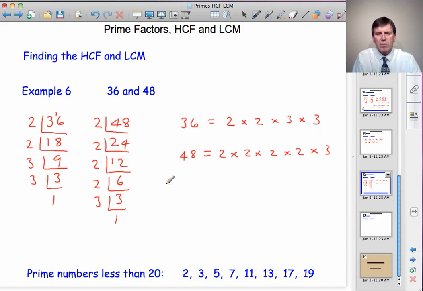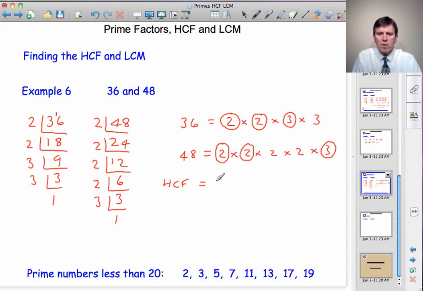And now we're going to identify the highest common factor. That's what is common to both these lists, common factors. We use circles again to identify them. There's a 2 in each of them, another 2 in each of them. I can see a 3 in 36 and a 3 in 48, but that's it. Can't get another 3 because there are no more 3's in 48. Can't get another 2 because there are no more 2's in 36.